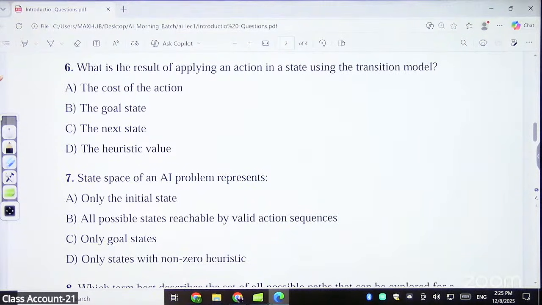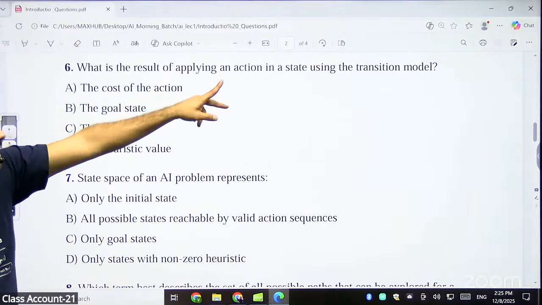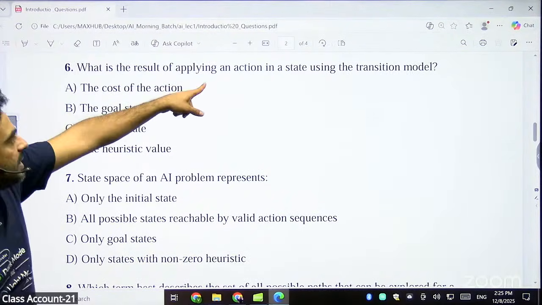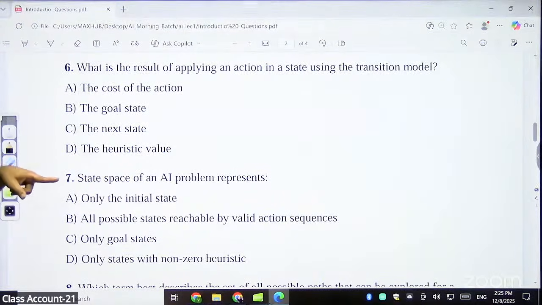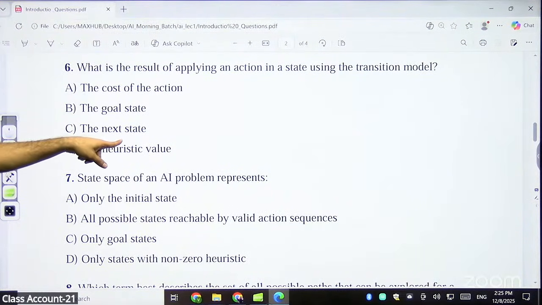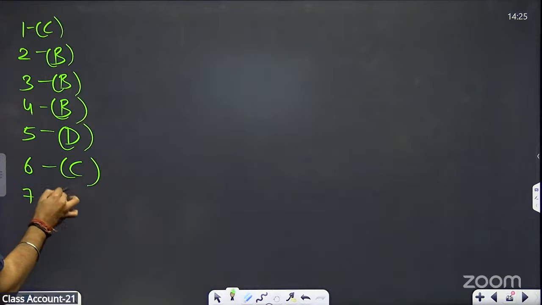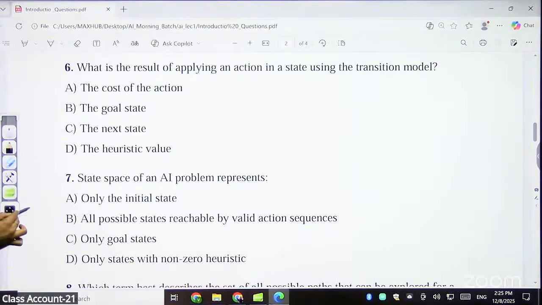Question number 6. What is the result of applying an action in a state using the transition model? If I apply an action in a state using the transition model, what would I be resulting in? I would be resulting in the next state. That option is correct.